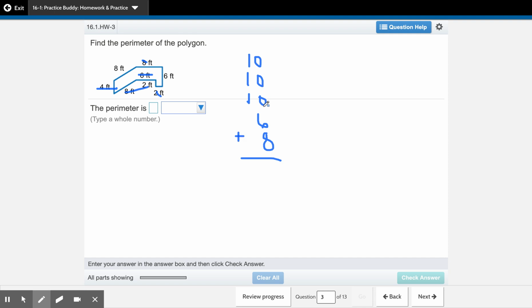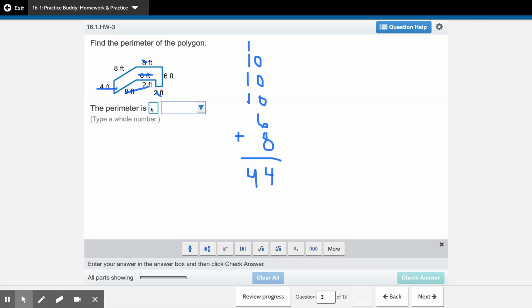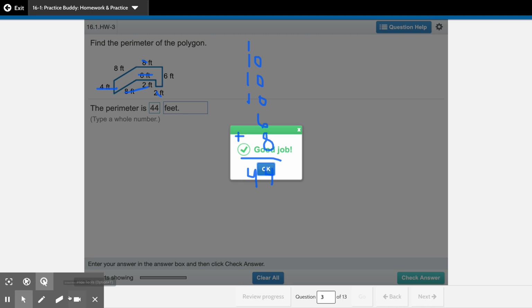So 0 plus 0 plus 0. I know that's 0. That's pretty easy. And then I have 6 plus 8. 6 plus 8 equals 14. So I put my 4 down here, carry my 1. And then I have 1 plus 1 plus 1 plus 1, which I know is also 4. So there would be my answer. I'm going to put 44 feet. I don't put square unless I am doing my area.